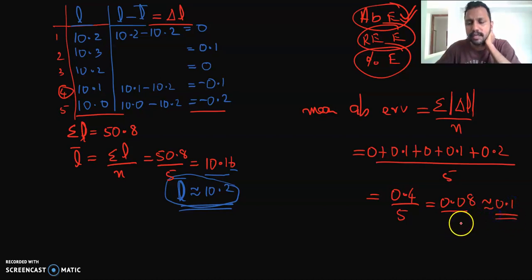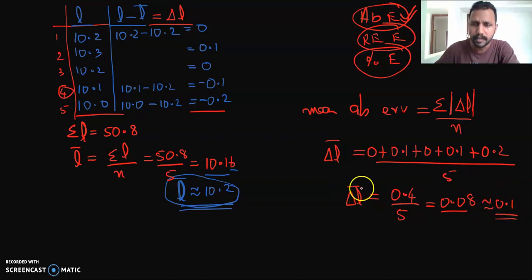Therefore this is the mean absolute error. Mean absolute error can be written as delta L bar. Mean value is written as L bar, therefore mean absolute error can be written as delta L bar. Therefore we have obtained the mean absolute error, it is 0.1.